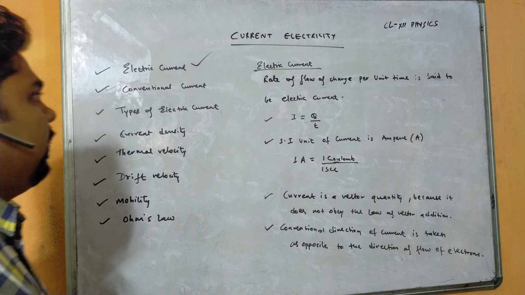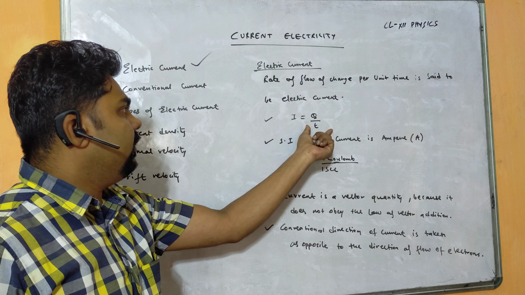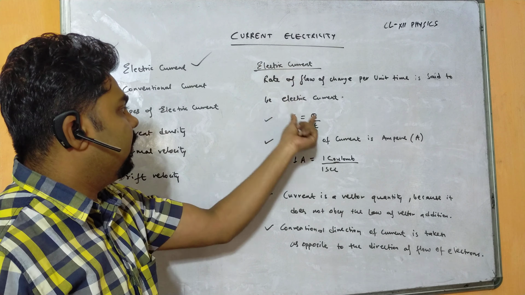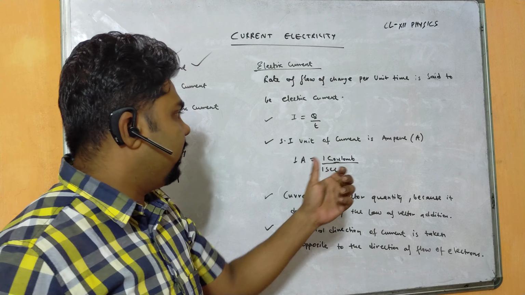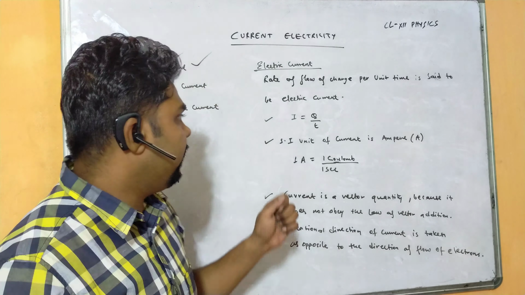So electric current is the rate of flow of charge per unit time, and the formula is I = Q/t. The SI unit of electric current is the ampere, and 1 ampere equals 1 coulomb per 1 second. Now how do you define 1 ampere? If it is asked what is 1 ampere, we say: when 1 coulomb of charge passes through a unit area in 1 second, the magnitude of current is said to be 1 ampere.